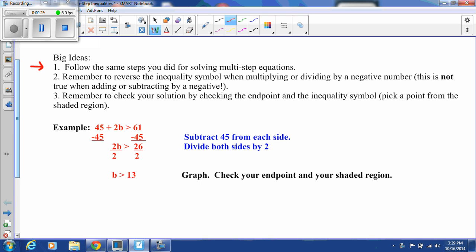are, first of all, you have to distribute. Second step, you're going to combine like terms. Step 3, you'll collect variables. Step 4, undo addition or subtraction. Step 5, undo multiplication and division. Step 6, check your answer. If you don't remember these steps, you need to look back in chapter 1 or in your notes.